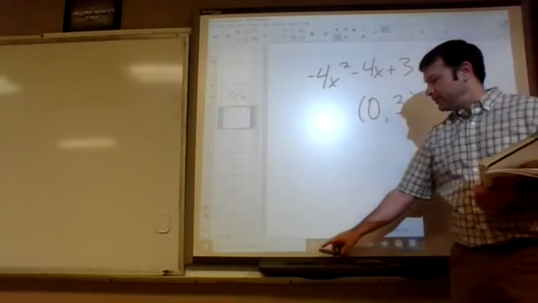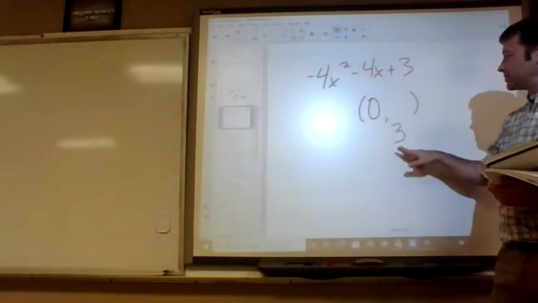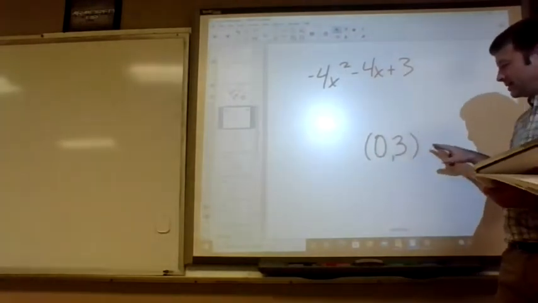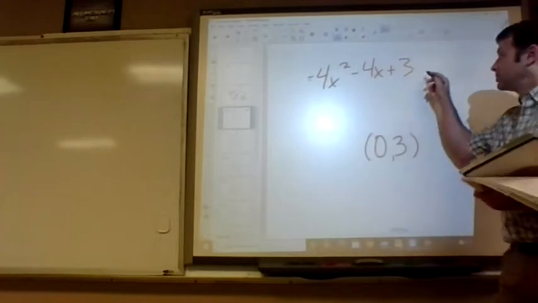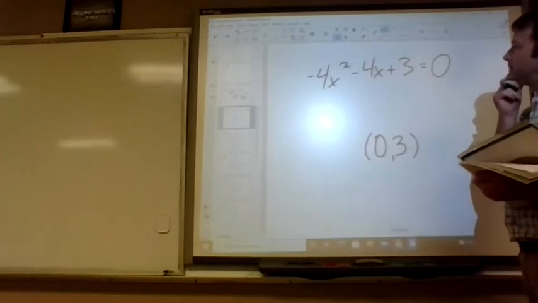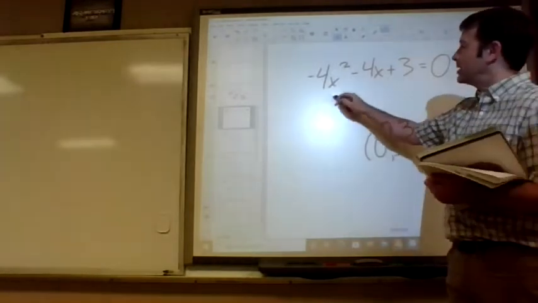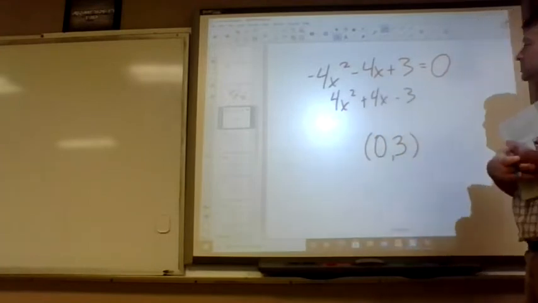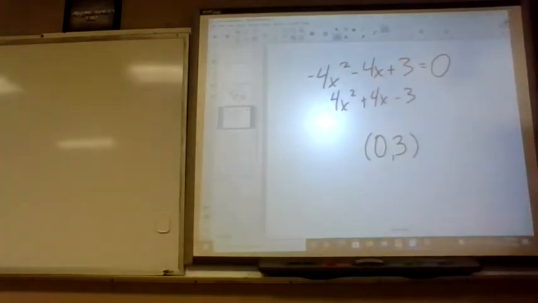And then how do we find the x-intercepts? Do you remember what we called the x-intercepts yesterday? Zeros. The zeros of the function. So what x values would make the function equal to 0? Does that factor? If you multiply everything by negative 1, 2 and 2, 3 and 1. That'd be 6 and 2. Yeah, that would work.